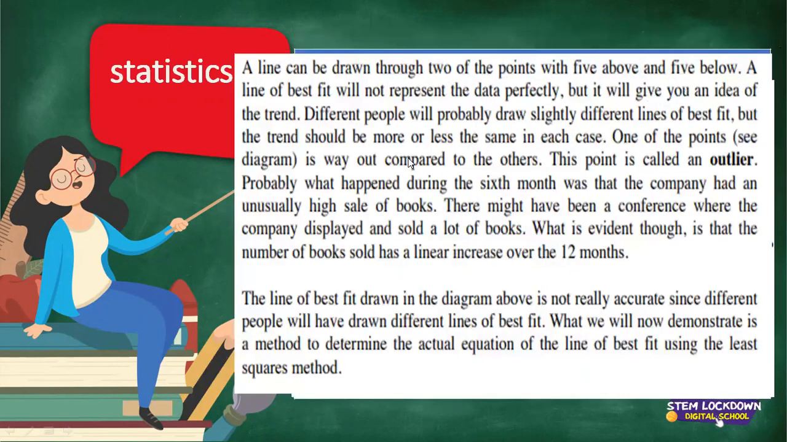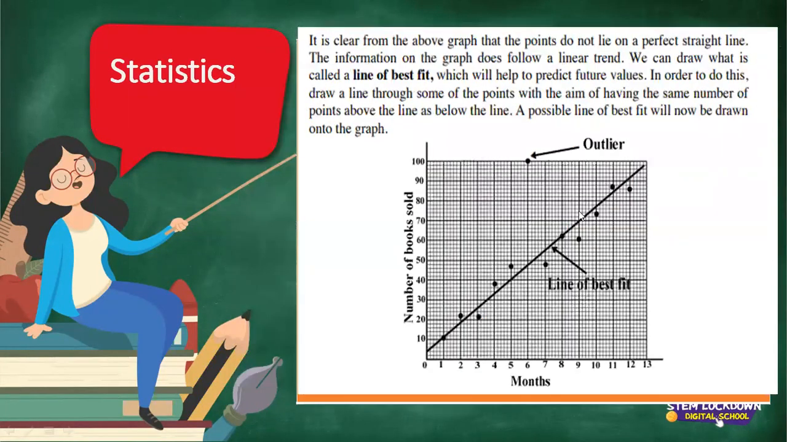A line can be drawn through two points, with five above and five below. A line of best fit will not represent the data perfectly, but it will give you an idea of the trend. So drawing a line of best fit gives you an idea of what the trend looks like. It tells us that the trend was linear and directly proportional, and that as the month increases, the number of books also increases.